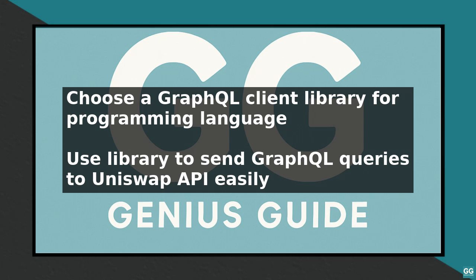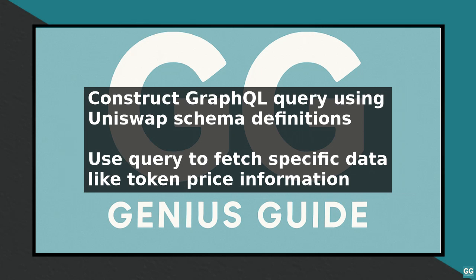To execute the query, use your chosen GraphQL client library to send the query to the Uniswap API. The library will handle the underlying HTTP request and return the response data in a format that is easy to work with. When handling the response data, make sure to check for errors and exceptions.